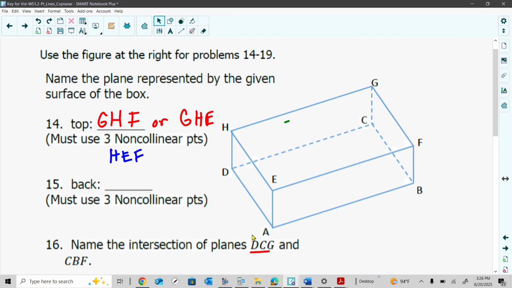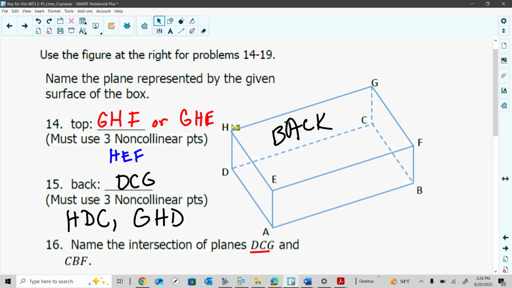Now for the back, when we're referring to the back, we're talking back here. So we need just 3 points that make up this rectangle, all right? So I could do DCG, I could do HDC, okay. I could do GHD. We just need 3 points that represent the back.